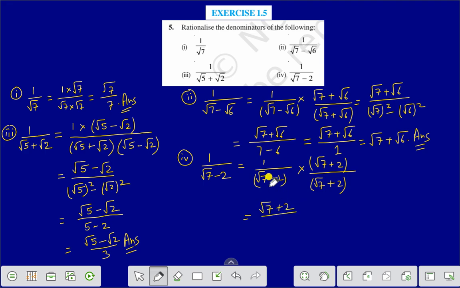If we apply the identity a minus b into a plus b, that is a square minus b square, that is root 7 whole square minus 2 square. We are getting root 7 plus 2 divided by root 7 into root 7 is 7 minus 2 into 2 is 4, 7 minus 4. That means we are getting root 7 plus 2 divided by 7 minus 4, that is 3. This is the answer of question number 4.